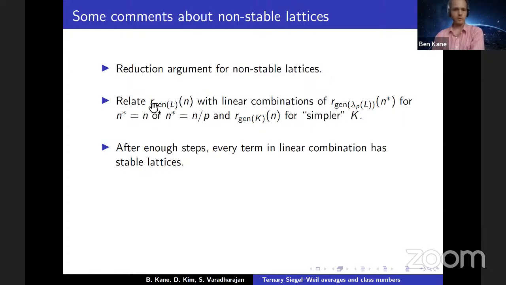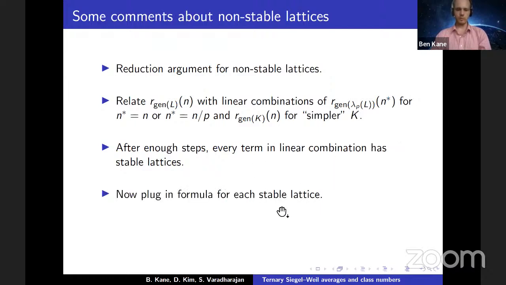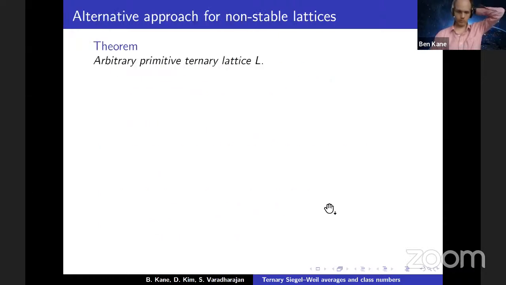For non-stable lattices, you can relate the number of representations by the genus with the number of representations by the genus for some other number, which might either be n or n over p, and also the number of representations for the genus of some simpler lattice k. And after enough steps, everything is stable because we know after finitely many steps we reduce to a stable lattice. So each time the powers of the prime p dividing the discriminant go down until we get a stable lattice. And then eventually we can plug in the stable lattice formula that we had before. And this will give us an algorithm to construct formulas.